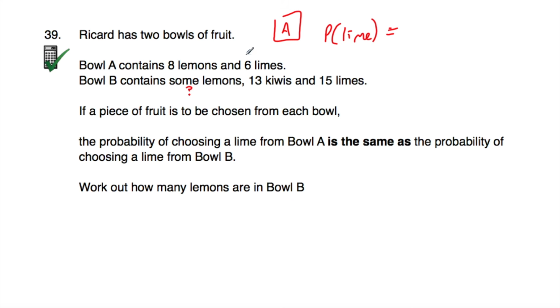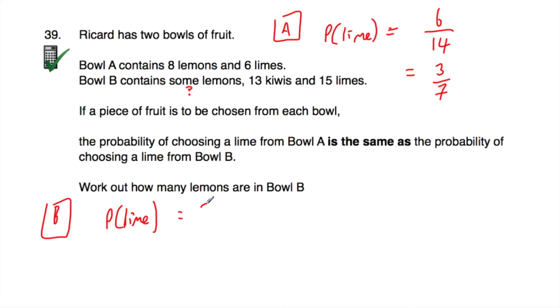Well, altogether there's 14 pieces of fruit, so it's going to be over 14, and there's 6 limes, so that's 6/14, and we can cancel that down to be 3/7. So the probability of choosing a lime from bowl A is equal to 3/7. Now we're told that probability is the same as choosing a lime from bowl B. So in terms of bowl B, the probability of a lime is also going to be equal to 3/7.